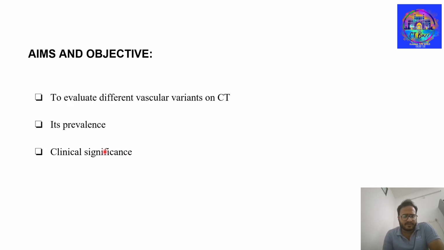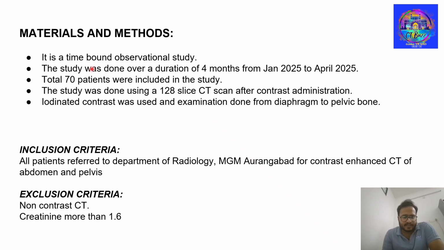The aim of my study is to evaluate different vascular variants on CT, their prevalence, and their clinical significance. It was a time-bound observational study, done over a duration of 4 months from January to April 2025. I included a total of 70 patients, and it was done on a 128 slice CT scan after contrast administration, and the contrast used was iodinated contrast, urografin more specifically.